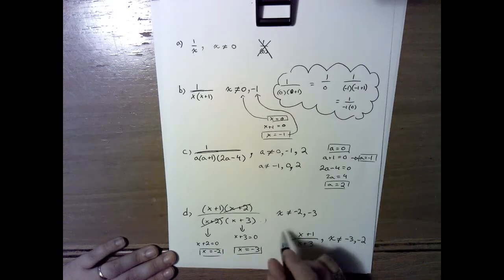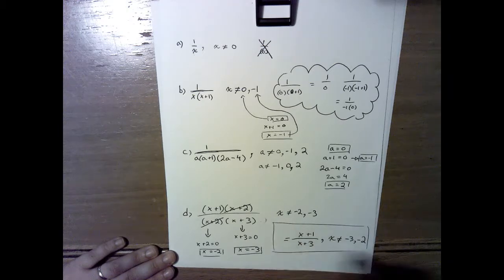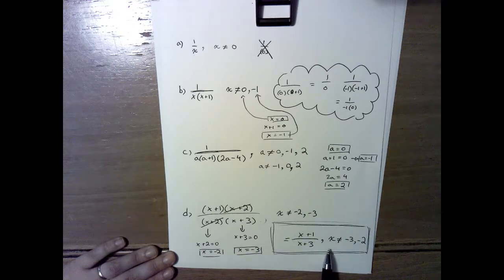Now, note that even though I got rid of the x plus 2 on the bottom over here, it still is part of my restrictions. My restrictions are not just the restrictions for the final statement. My restrictions are basically saying, when is my rational expression going to be undefined at any stage of my calculation? Since my original had an x plus 2 on the bottom here, I have to include that in my restrictions as well.